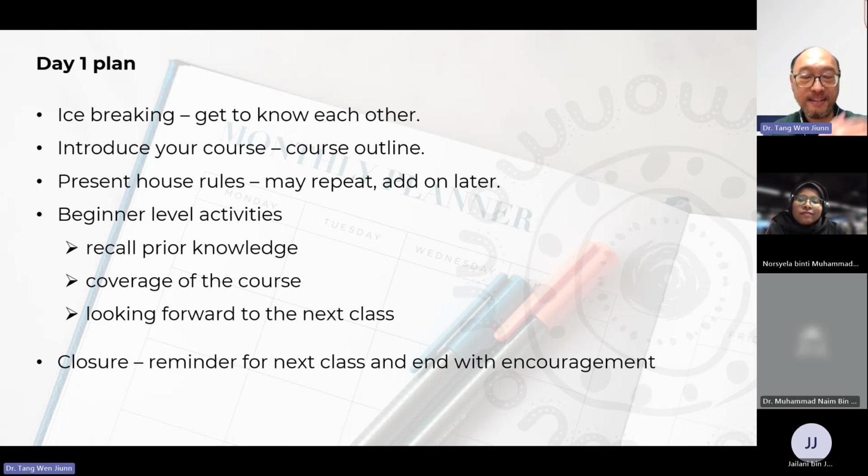So make sure, before you end the class, you tell them in advance, tomorrow or next class, what I expect to see from you. Then only you end your class, so that there's a proper closure there. So yeah, that is the planning part, the lesson planning part, from planning your LO all the way until delivering the lesson.